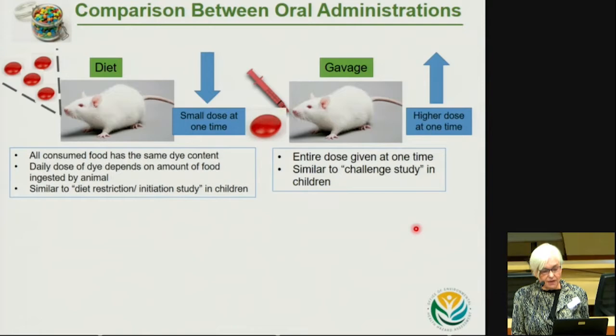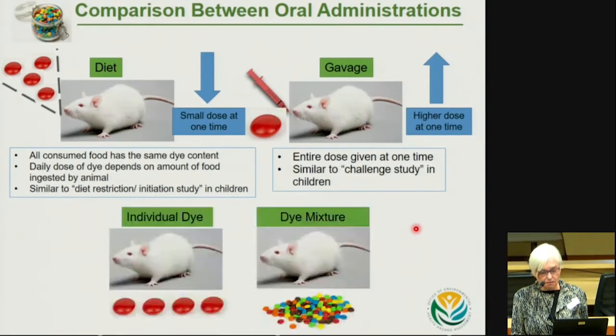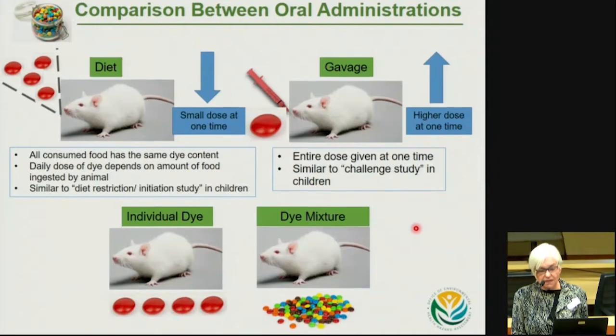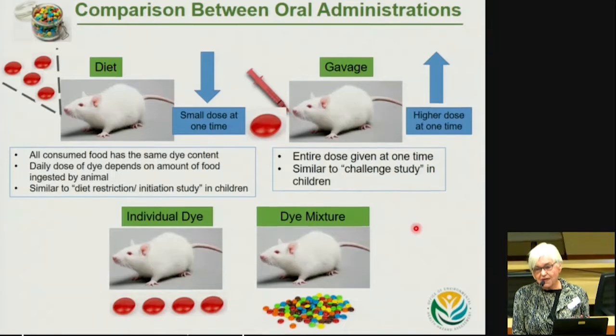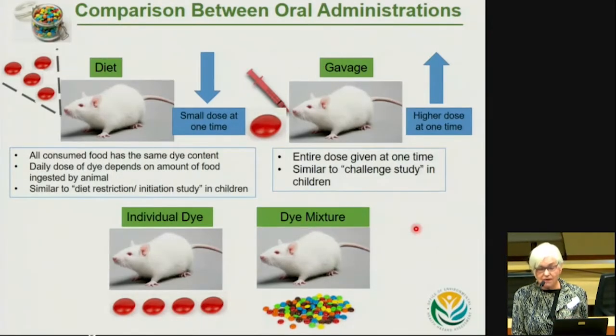Another aspect is whether individual dyes or dye mixtures are used. In the human studies in children, both are used. In the animal studies, both are used. So when you're looking at the comparison of the studies, it's important to sort out whether you're looking at an individual dye or a dye mixture. Individual dyes are important because you can get causality when you give an individual dye. You know that that dye is causing the effect. Mixtures are important because they're much more common in the day-to-day life of children.